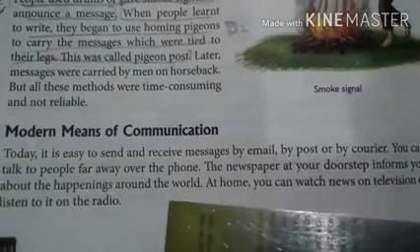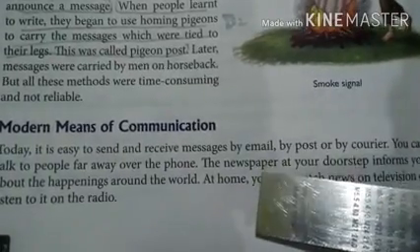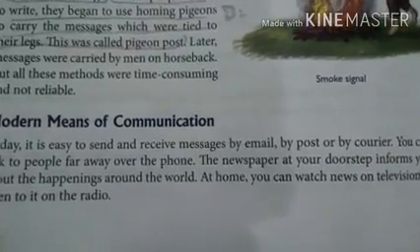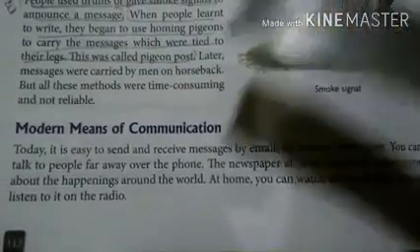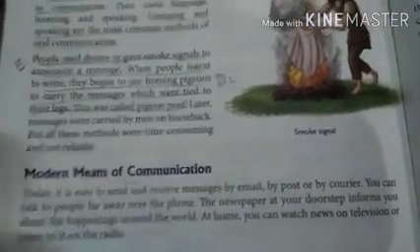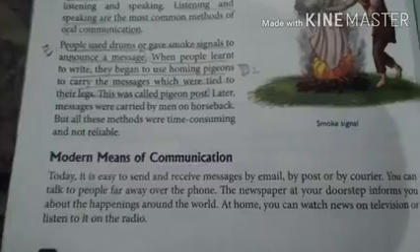So how do we know what is happening around the world? Through the newspapers. At home, you can watch news on television or listen to it on the radio. We can listen to the news at home through television or through the radio.